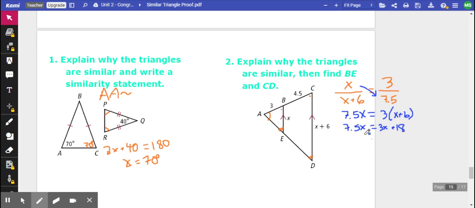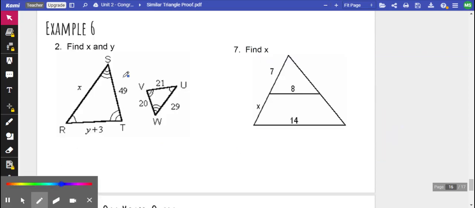And then you go through solving the problem by subtracting 3x from both sides to get 4.5x being equal to 18. Your last step will be doing 18 divided by 4.5, and that means that x is going to be equal to 4. But we need to figure out what BE and CD are. BE is right here. We got that one. It's 4. But x plus 6 would make CD equal to 10. Problem number 2 is asking us to find both x and y.